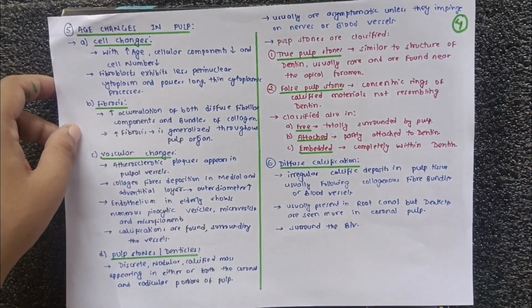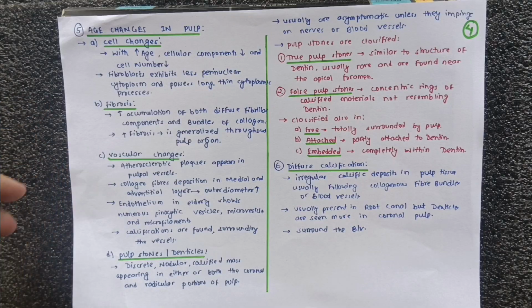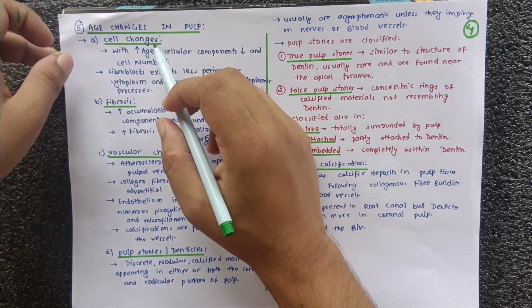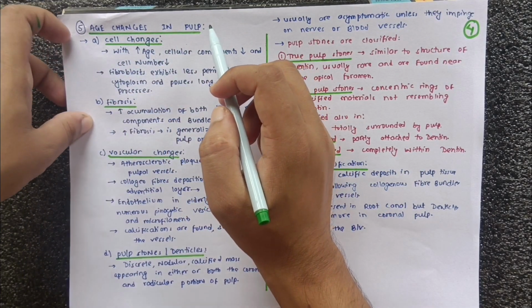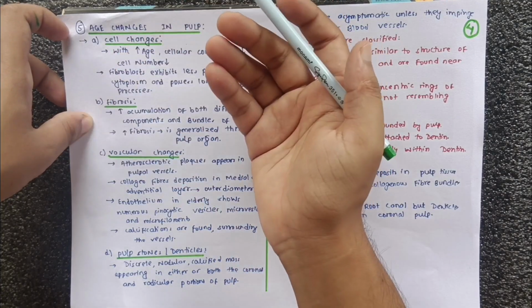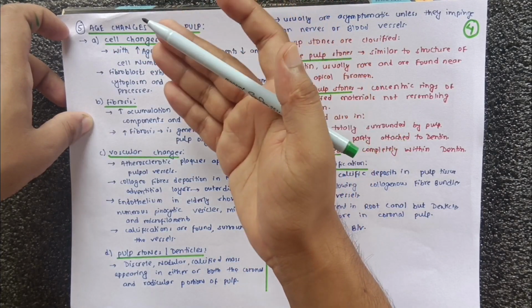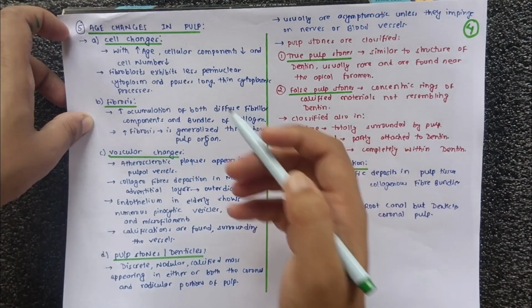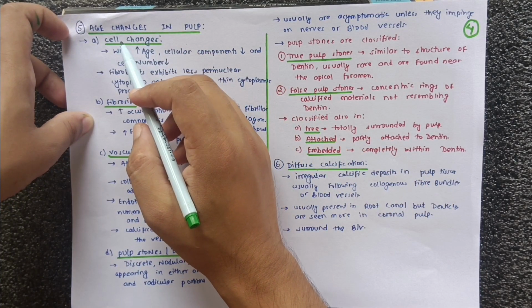Our last topic, and the most important topic of today's video, is the age changes in the pulp. There are different kinds of changes that we can see in the pulp with time, with age. Those changes are written here, so we will go through them.